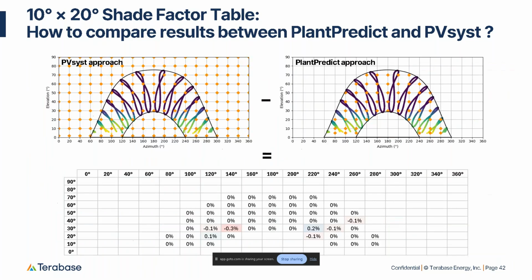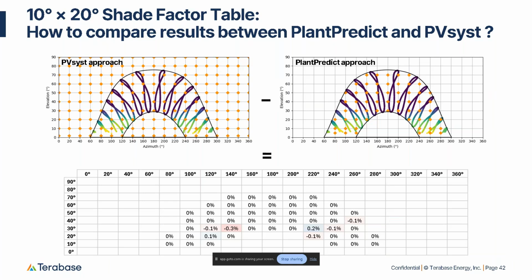We can run the same shade scene on the left with the PVCs approach, on the right with the PlantPredict's approach, and for the orange dots that are present in both cases, we can do the subtraction. This was on a fairly complex terrain, and we see that for the points that are within the sun path, the two software give very, very close results within 0.3% of one another. So that was a great validation of our approach, with the advantage that in the case of PlantPredict, it goes much faster.